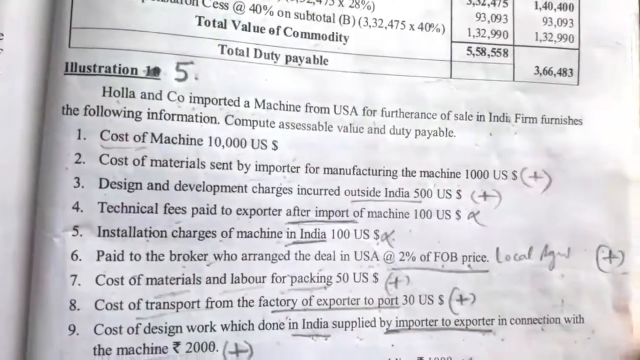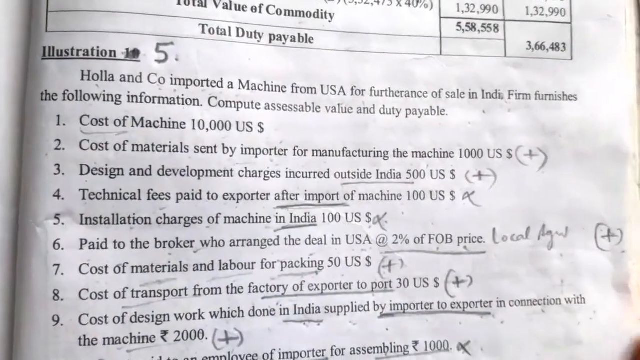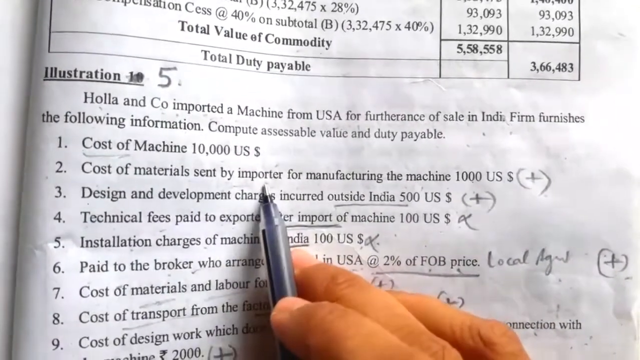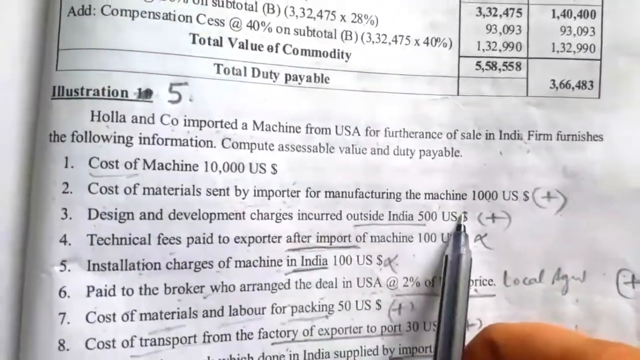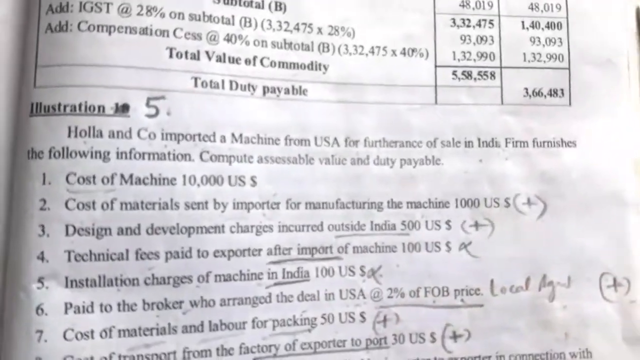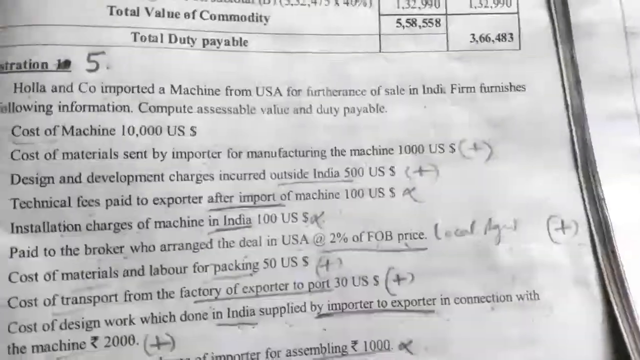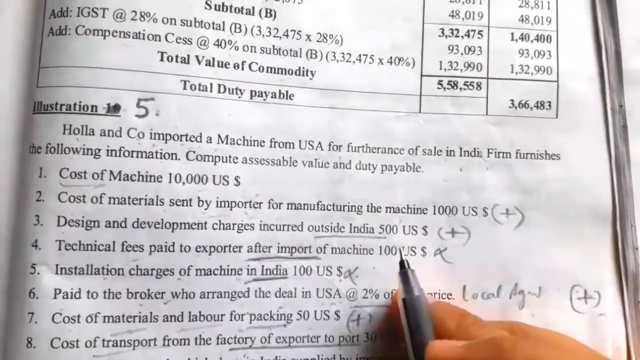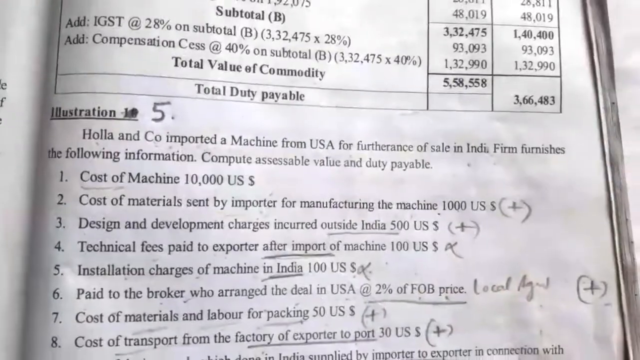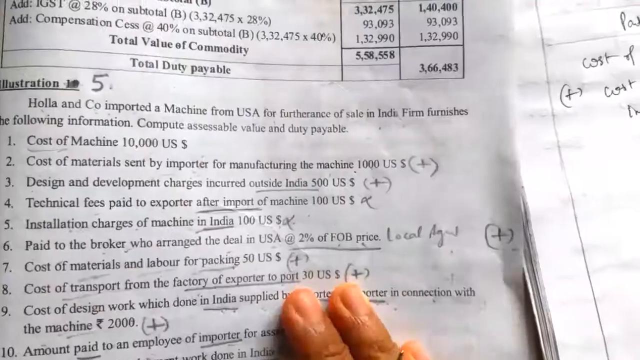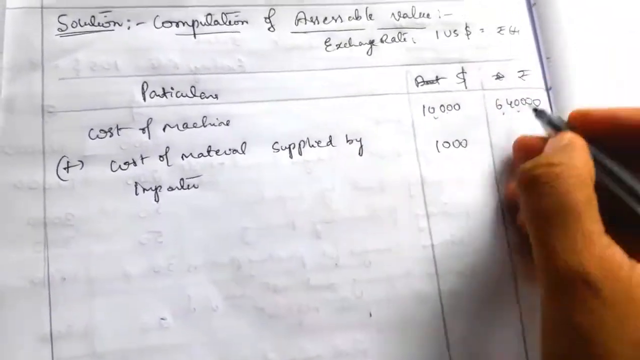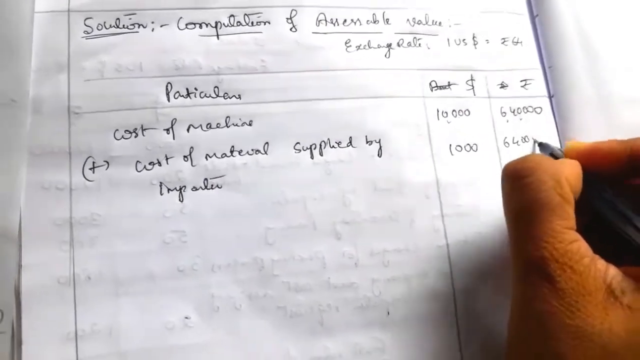The first expense is cost of material sent by the importer for manufacturing the machine. It is an expense sent by the importer for manufacturing purposes, which actually means it is the expense of the exporter. It is nothing but the accessories supplied by the importer to the exporter. So we should add it. That is equal to 1,000 US dollar. 1,000 into 64 is equal to 64,000.